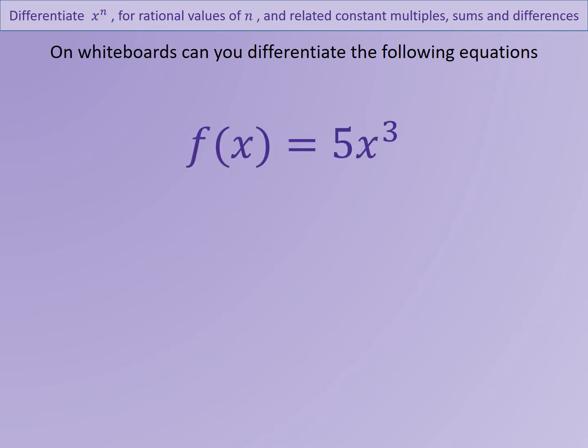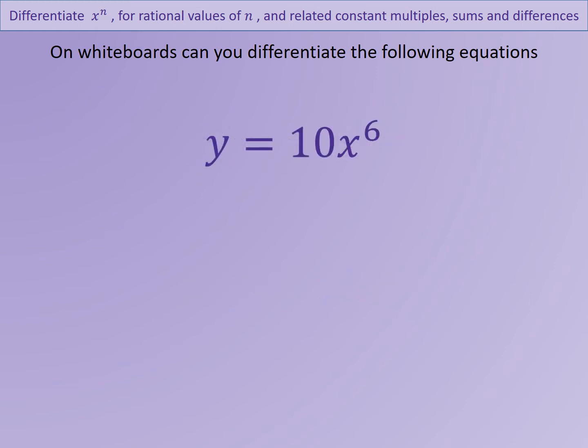So a little bit different this one. So first of all, we've got a coefficient of 5 already there. So how do we deal with that? And also our function is written as f of x rather than y equals. So don't forget to use the right notation when you're writing down your gradient function. Okay, good. So f dashed x would be 15x squared. We're multiplying by the old power and then reducing that power by 1.